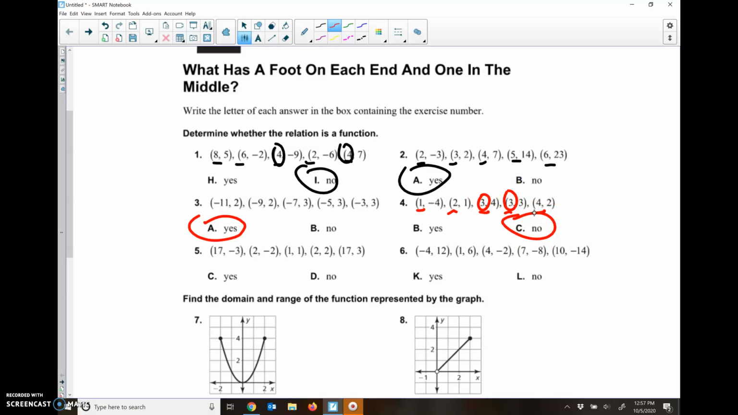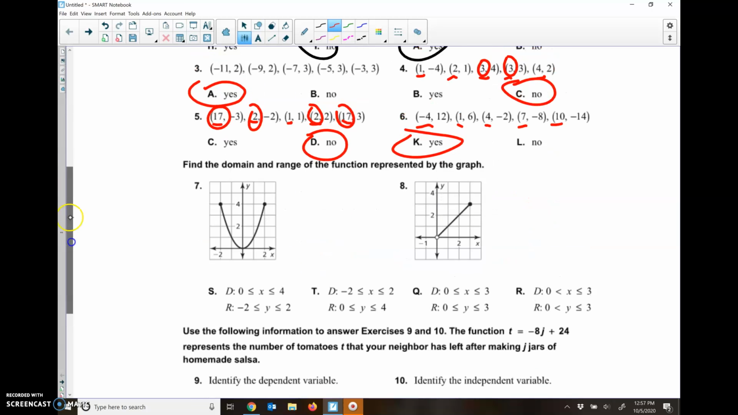So not a function. Here we got 17, 2, 1, 2, 17. So this one actually repeats twice, so doubly not a function. The 2s and 17s repeat. And here we got -4, 1, 4, 7, 10. None of those are repeating, so that one is a function.